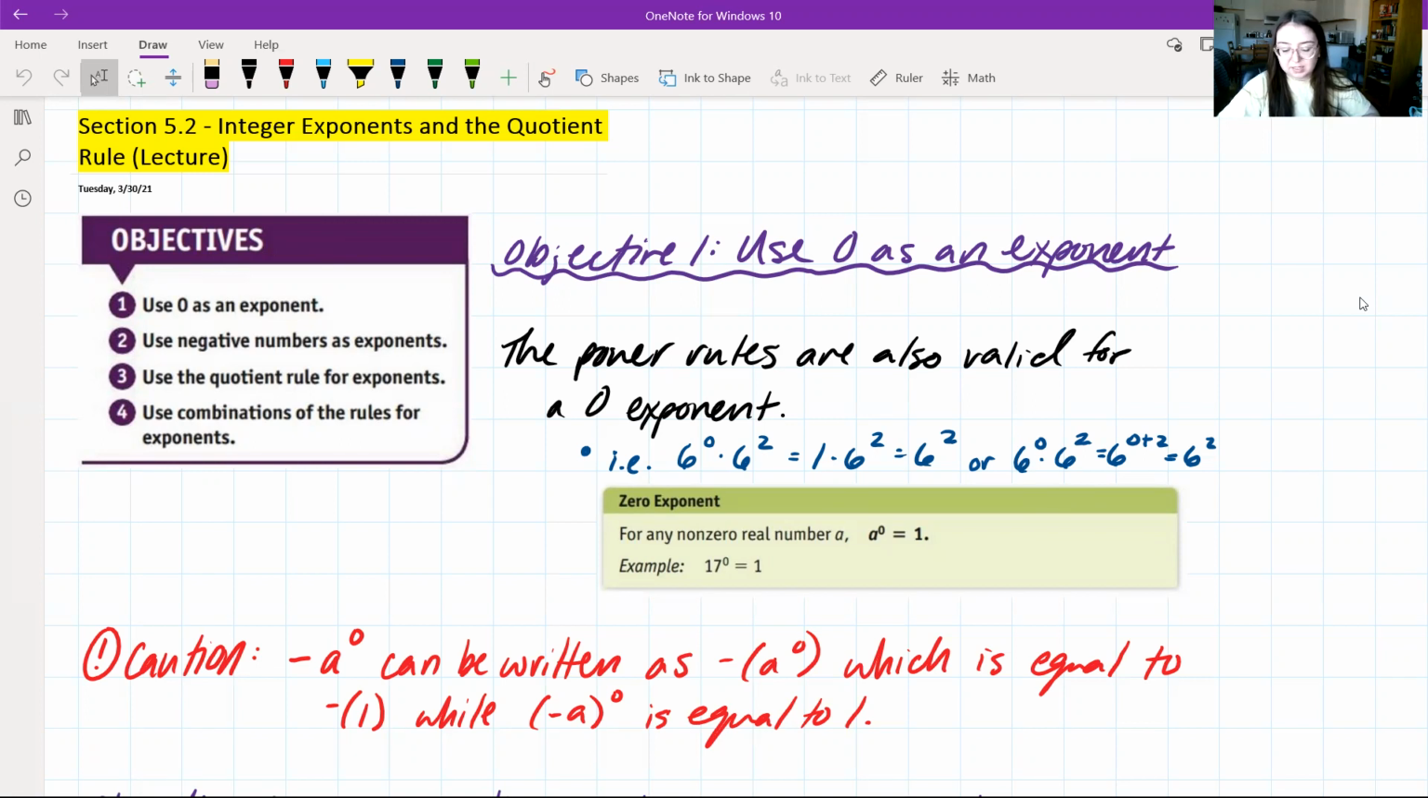So our 0 exponent rule states that for any non-zero real number a, a to the power of 0 is equal to 1, with an example that 17 to the power of 0 is equal to 1. So anything to the power of 0 is just going to be equal to 1.